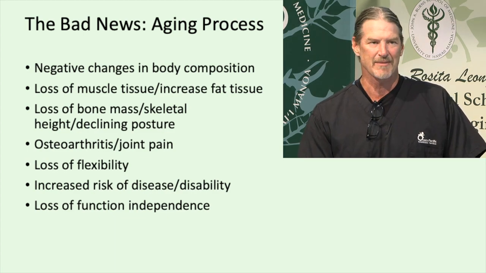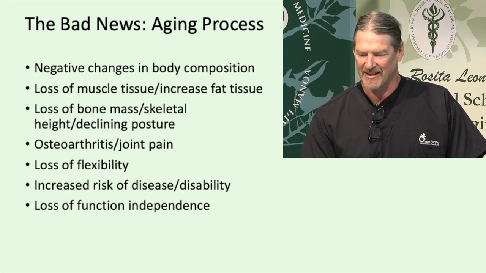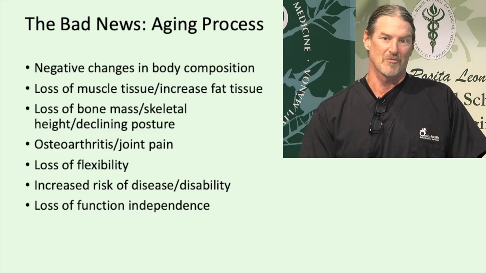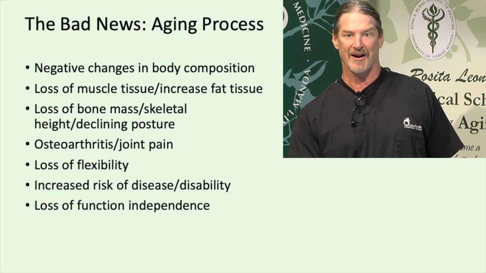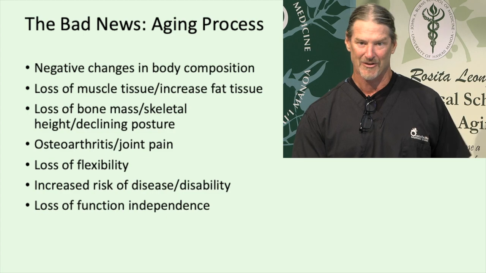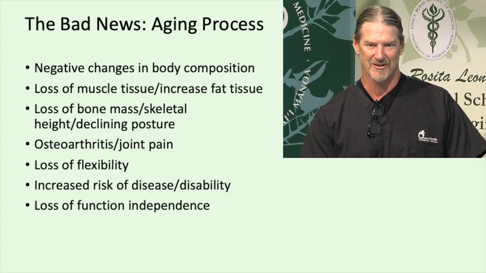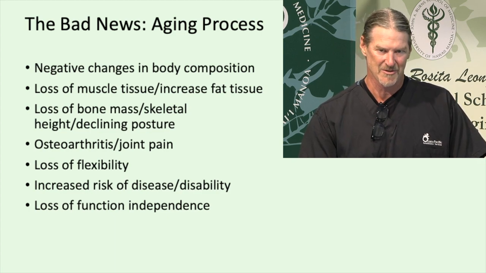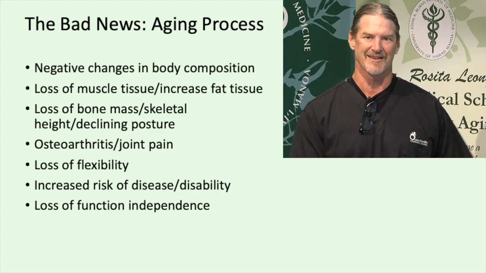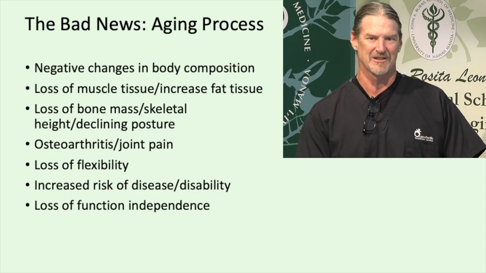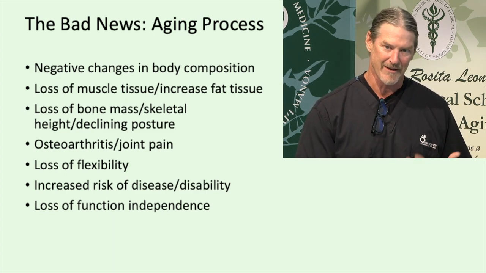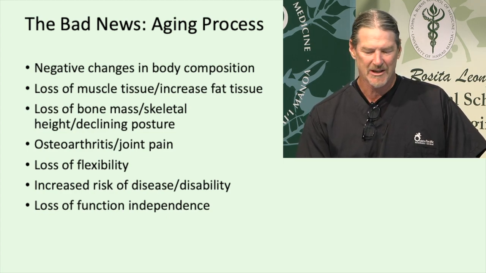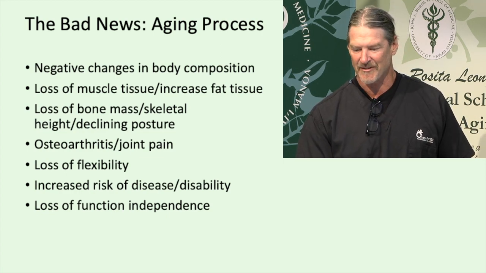So let's talk about what happens when you do that. The bad things about inactivity and aging is there's a negative change in body composition. You could weigh 180 pounds when you were 30, and also weigh 180 pounds when you're 70. But your body composition probably will have changed to where more of that mass when you're in your 70s is going to be visceral fat versus muscle. You can also have a loss of skeletal mass.